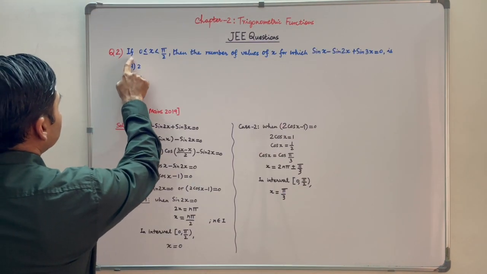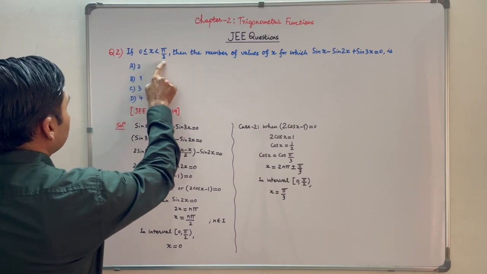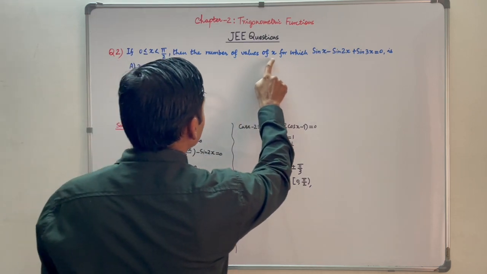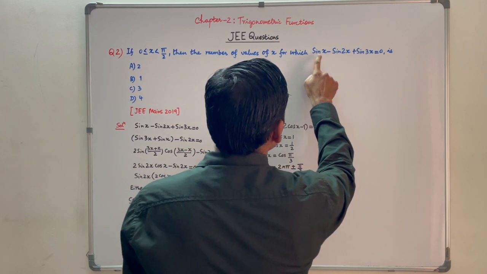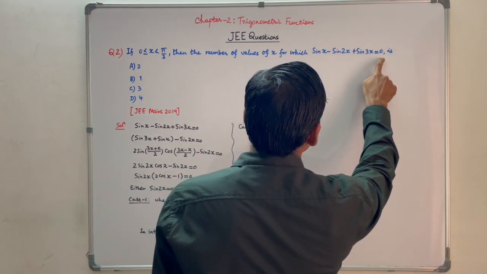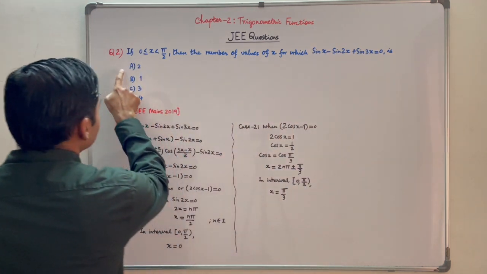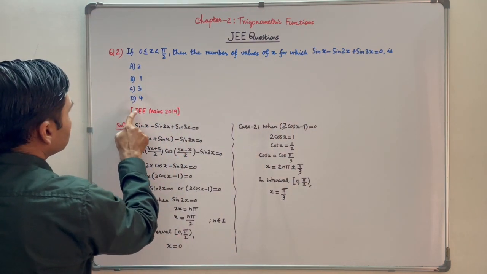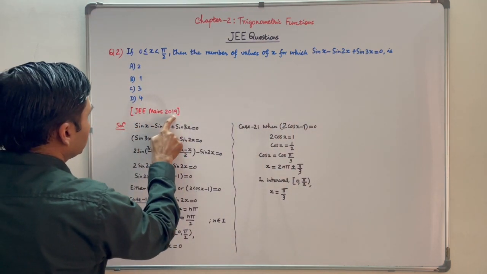Second question: if x lies between 0 to pi by 2, then the number of values of x for which sin x minus sin 2x plus sin 3x is equal to 0 is. These are the options given. This question appeared in JEE Mains 2019.